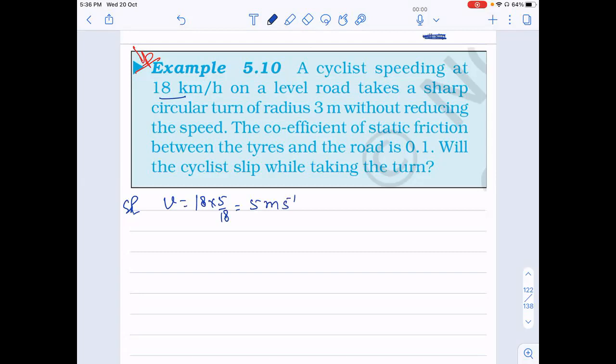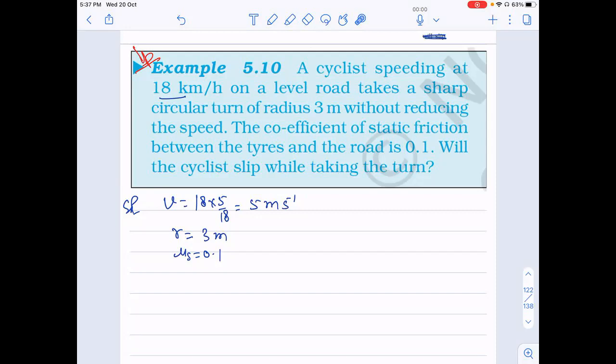On a level road, he takes a sharp circular turn of radius r given as 3 meter, without reducing the speed. The coefficient of static friction is 0.1. Will the cyclist slip while taking the turn? So you have to find out, will he slip or will he be safe? So you can find out the maximum safe speed, and if it is greater than this, he is going to slip. If it is less than this or equal to this, he will be safe. So you find out your maximum safe speed.